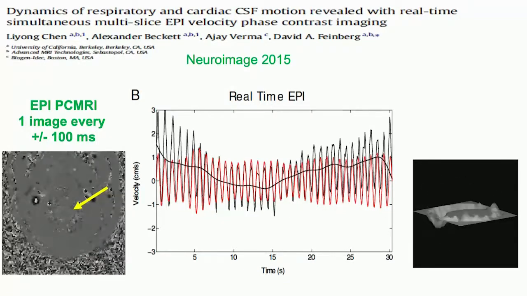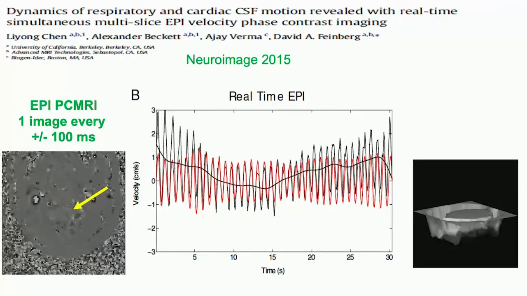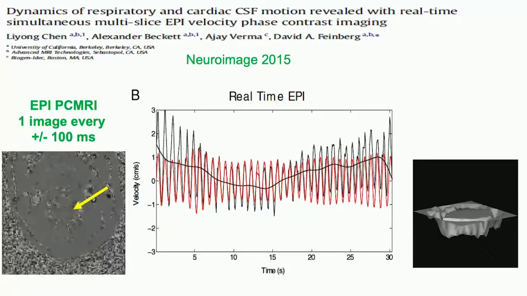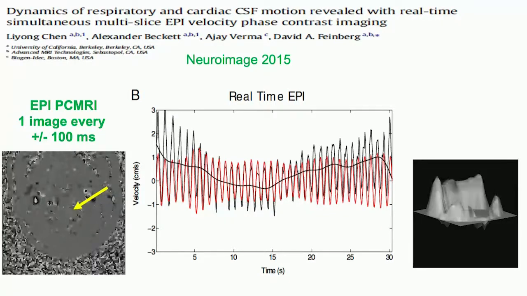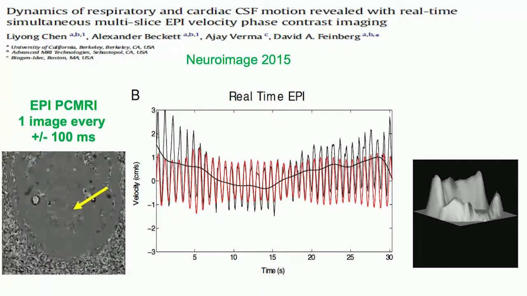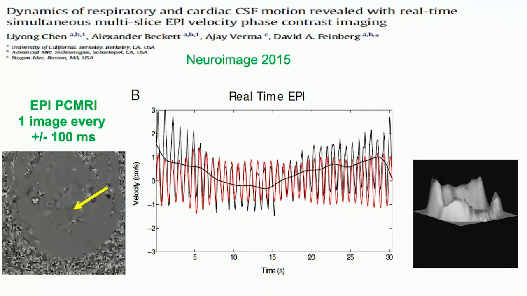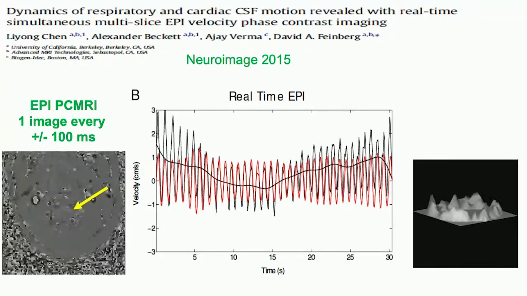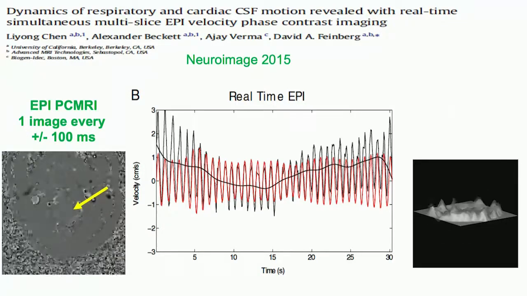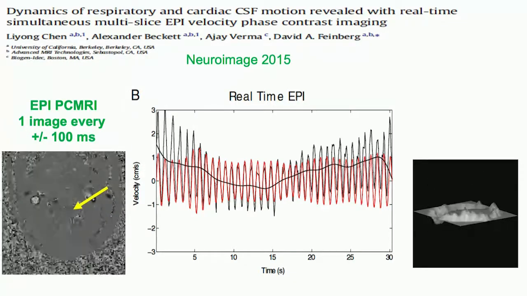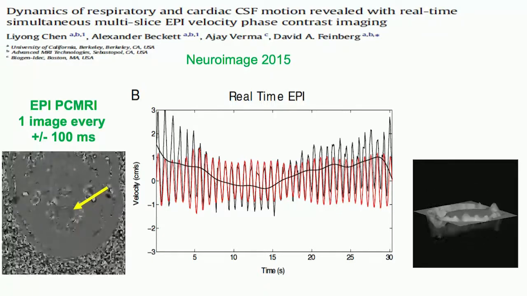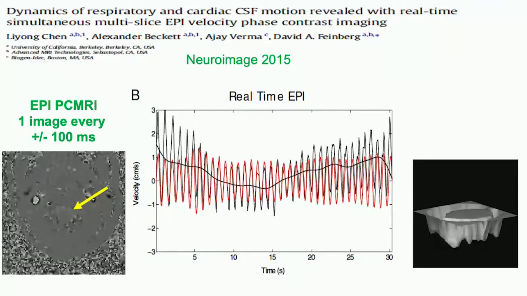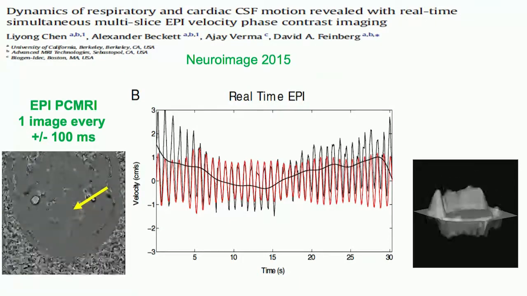So in 2015, I found in the literature a very new sequence. It was for me the solution to my problem, because I want to get the real information of the movement of the fluid. I call it the real-time PCMRI, and it can produce an image, depending on the spatial resolution you want, in around 100 milliseconds. We can get the information of the movement.